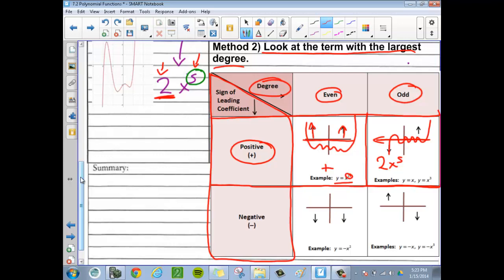Okay, let's take a look at this bottom one. Here we got an example of y equals negative x squared. Well, our coefficient is negative, and our exponent again is even. And so in this situation, you're going to have some graph that looks like this, where it's like that, something weird is going on in the middle, and it comes back down.